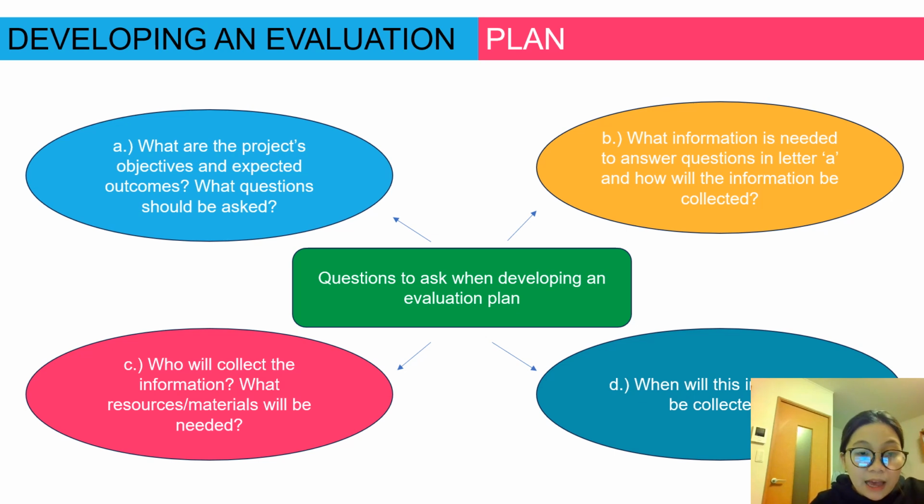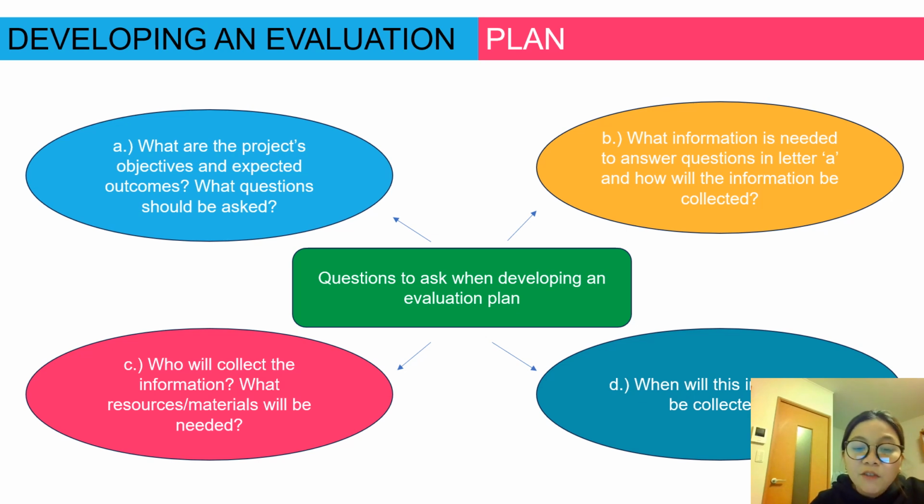So, letter A, we have the question, what are the project's objectives and expected outcomes? So here you'll ask the question, what questions should be asked, what elements of the project worked, what elements did not work, what were some successes, what were some failures, what still remains to be done, what is the vision for the future, how has capacity been strengthened during the intervention, and which results obtained during the intervention are likely to be sustained or improved upon.